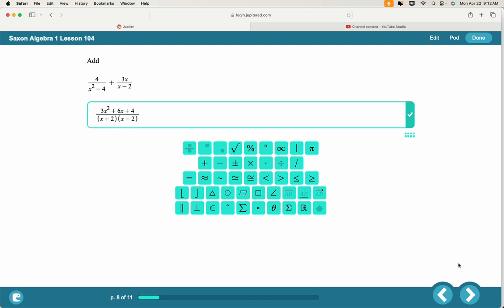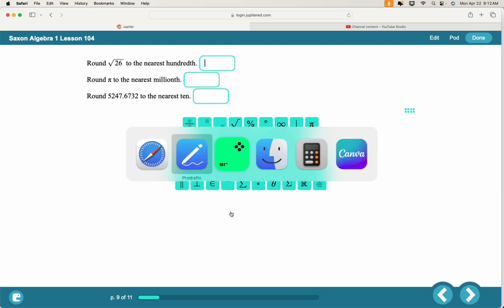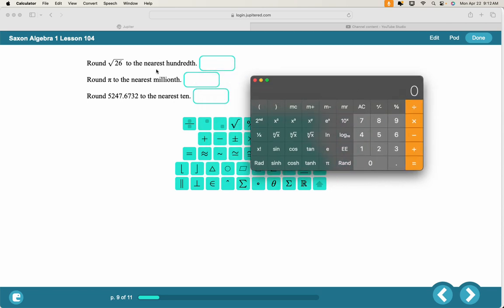All right, so let's look at the next one. This, I feel like you should be able to do. All you need to do is put it in your calculator. So if you pull up your calculator and you put 26 square root of, you want to go to the nearest hundredth, which would be this place. So this is a 9, so it would round. So it'd be 5.10.